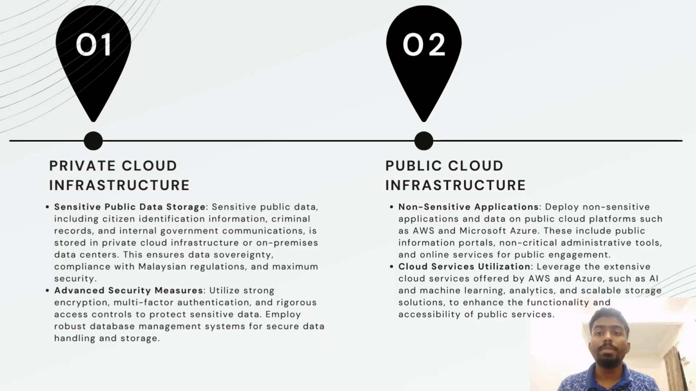Next, let's look at the implementation of hybrid cloud in the public sector. So the first is private cloud infrastructure. Sensitive public data including citizen identification information, criminal records, and internal government communication is stored in a private cloud infrastructure or on-premises data centers. This ensures data sovereignty, compliance with Malaysian regulation, and maximum security.